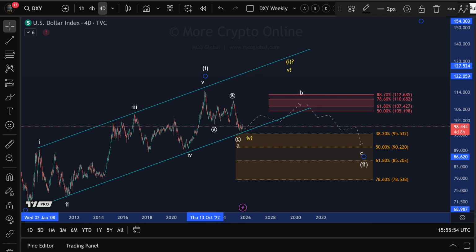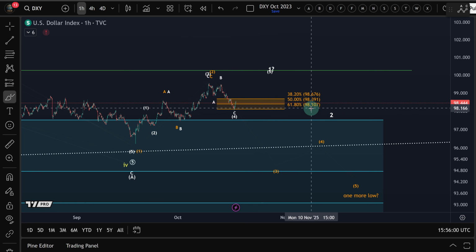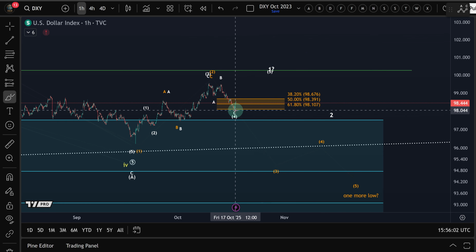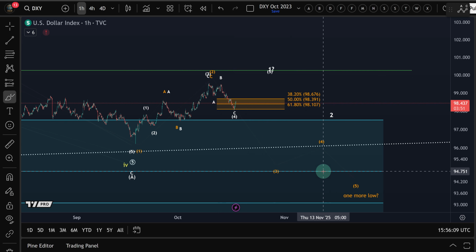Now, the pivot to help us distinguish between these two potentials, we've bottomed already or we get another low, is here, the $98.10 level. This is the 61.8 retracement. And any lower from here would open the door to a larger decline in the orange scenario.